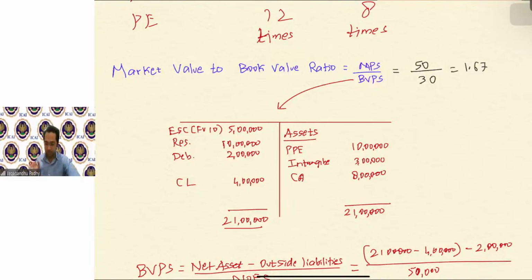Yes, this number, market value to book value ratio, if it is higher than one, it means the market price of the share is more than the book value. Means the market value of the share is more than the book value.